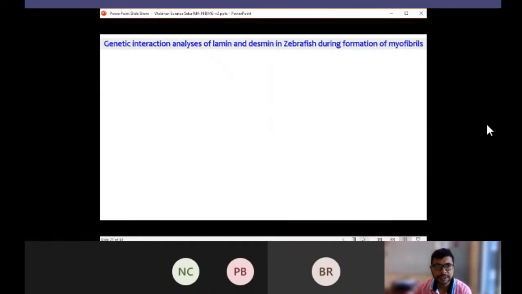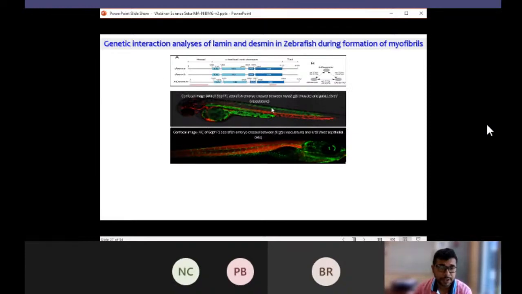We are also planning to do genetic interaction analysis of lamin and desmin in zebrafish during the formation of myofibrils, where we have these zebrafish embryos. You can see that these two are transgenic embryos. The first one has a promoter, MILZ2, driving green fluorescent protein. So the MILZ2 GFP is expressed in the muscle, and GATA1 DsRed is a vascular marker. The reds are the vascular part, and the green is the muscle part. Similarly, this confocal image shows an F1 embryo of FLE1. FLE is again a vascular marker. This is another transgenic fish, and KRTV8 is an epithelial cell marker.